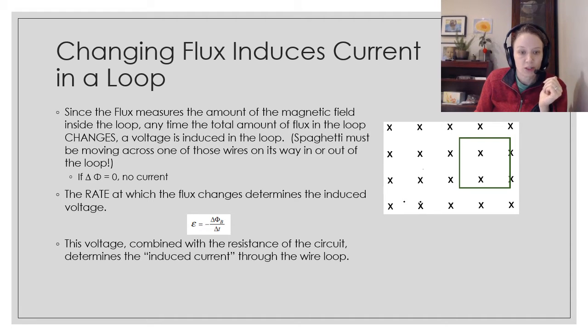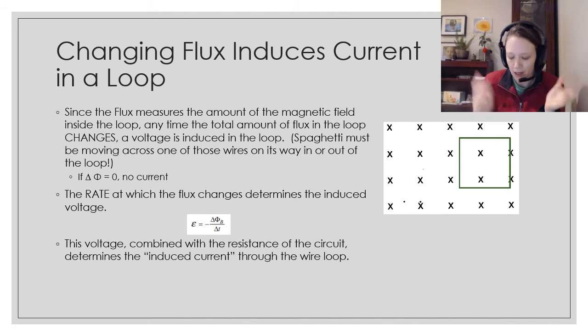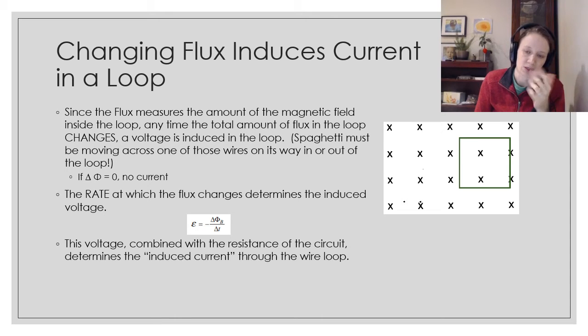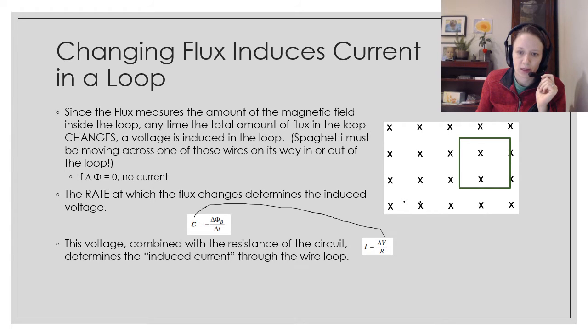The voltage that we just found, that E value in that equation, can be combined with the resistance of the circuit. So I didn't put a resistor in there, but the wire itself has some resistance. And those two variables together using Ohm's law can determine the induced current through the loop. So just a reminder that E is a voltage value. You would be plugging that E in right there in Ohm's law, along with the resistance from the circuit to calculate how much current is actually going through it.